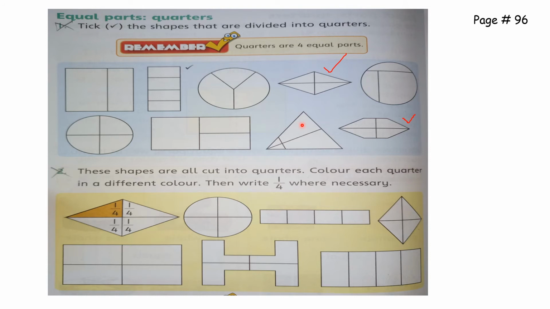This object is not divided into quarters. 1, 2, 3, no. 1, 2, 3, 4, yes. This one is also divided into quarters, so you have to take it.